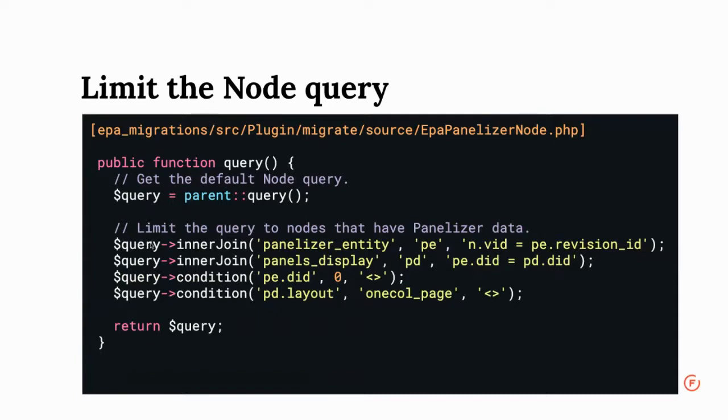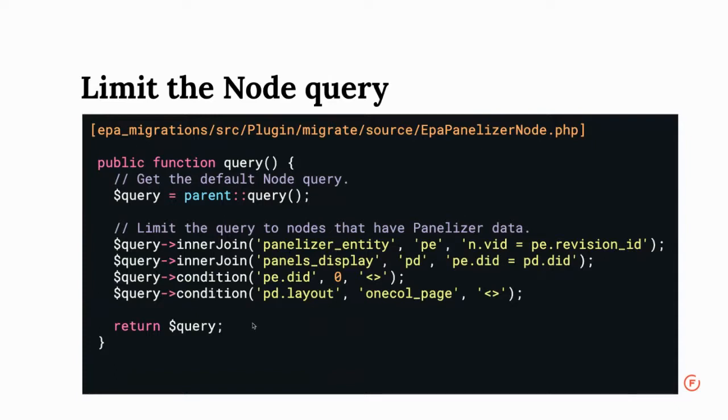And then we want to add some additional joins and some conditions so that we can limit the set of nodes down to the Panelizer nodes that we want to look at. So we're going to join with the Panelizer entity table and the panels display table, and then we're going to add a condition, basically exclude a node if the display ID is 0, and we're also going to exclude a node if it's using this specific layout, because I have a different way of migrating that stuff. So this is going to limit from the 300,000 nodes that are available down to maybe the 6,000 nodes that actually were using Panelizer. And then we're going to return this query.